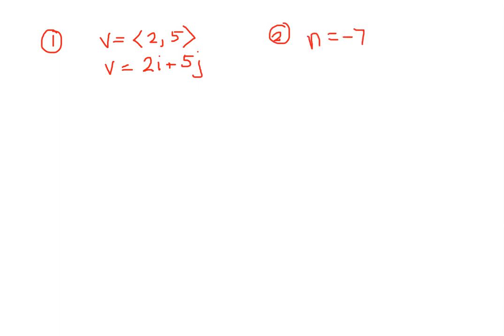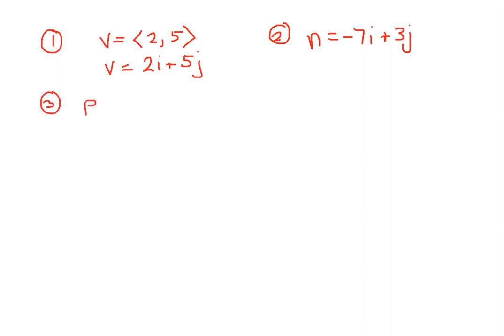Okay, so number 1, rewrite each vector as a linear combination of I and J. It's way easier than doing all of those steps. If it's already written in component form, we're going to write it as 2I plus 5J. And number 2, we're going to write it as negative 7i plus 3j. Okay, pretty easy. Number 3, you got to write it in component form first.